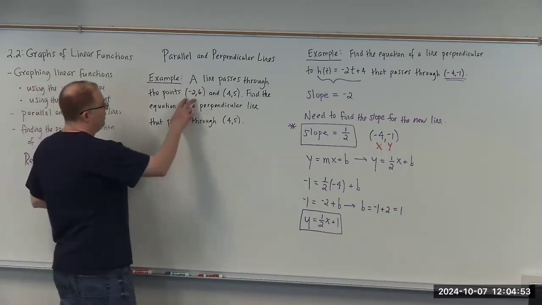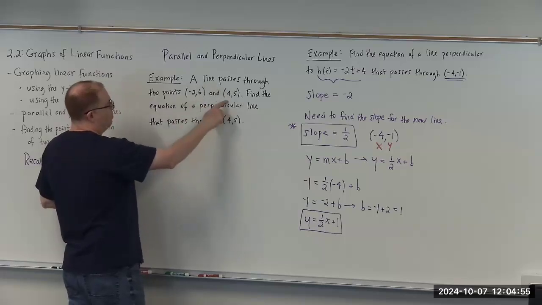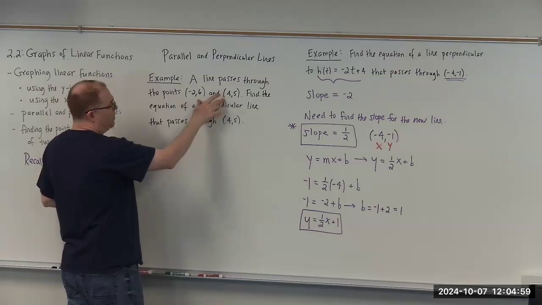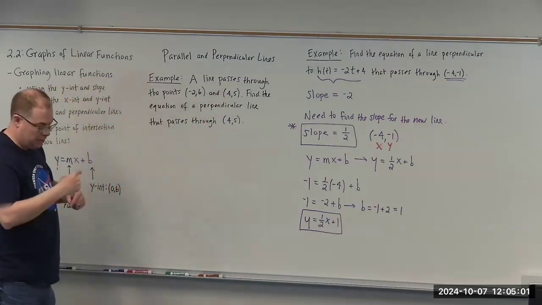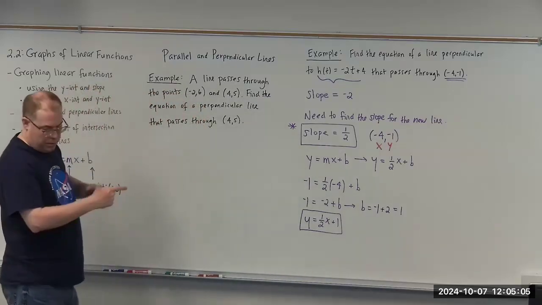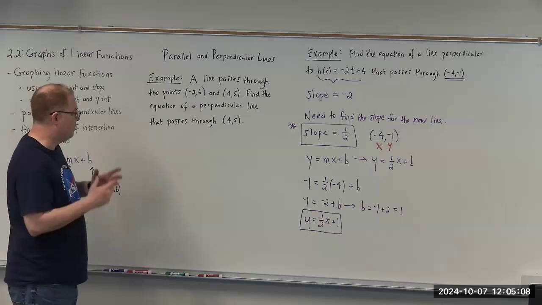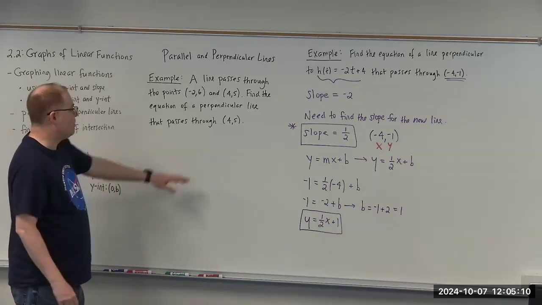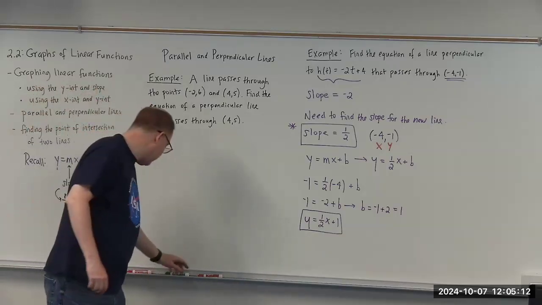What we're going to do is, we do know that the line passes through these two points, okay? So we could calculate the slope from these two points. And then just like over here, we take the negative reciprocal of that slope to get the slope for the new line. And then we have our coordinate here. Okay, so let's go through that.